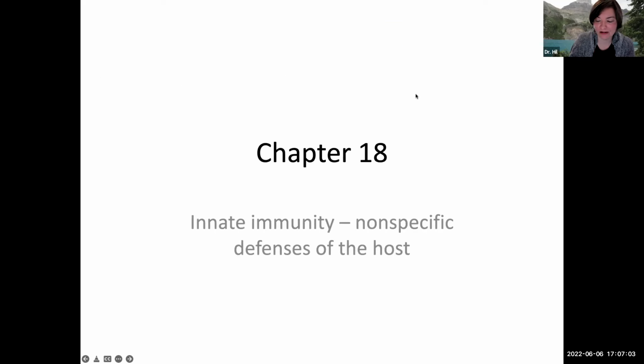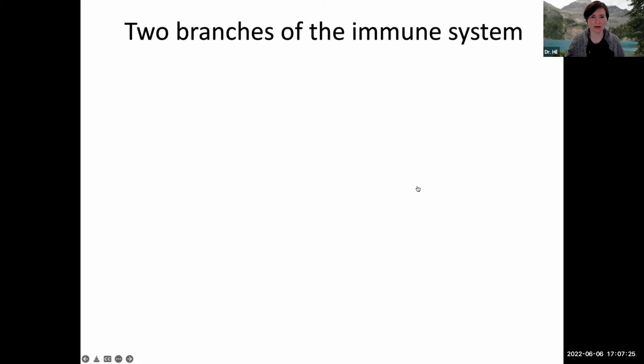So we are on our final week. Today, we're going to talk about the innate immune system. Tomorrow, we're going to talk about the adaptive immune system. This part of the immune system, as you are certainly aware because you've taken it before, is the so-called non-specific defenses. However, it is really important to understand that that's kind of an oversimplification of the case.